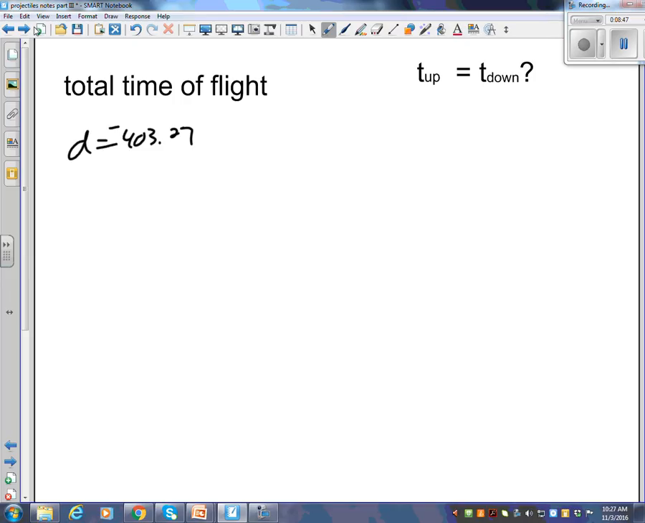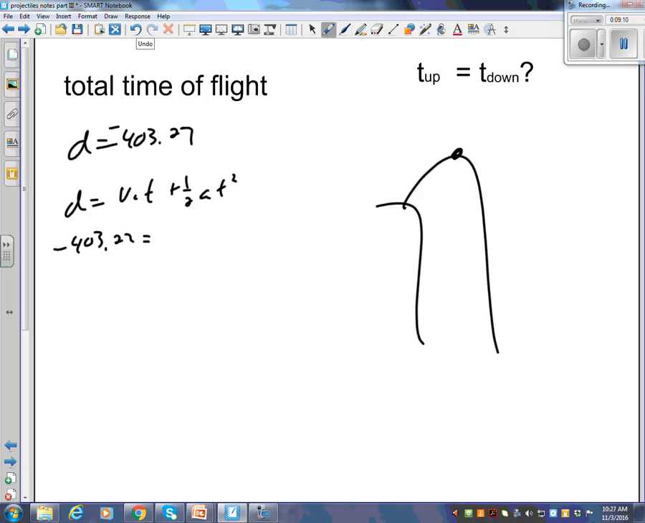Okay, so D equals VIT plus 1/2 AT squared, minus 403.27. Now, what is the initial velocity here? Is it 0? 10? What is the vertical component right there? 0, right?